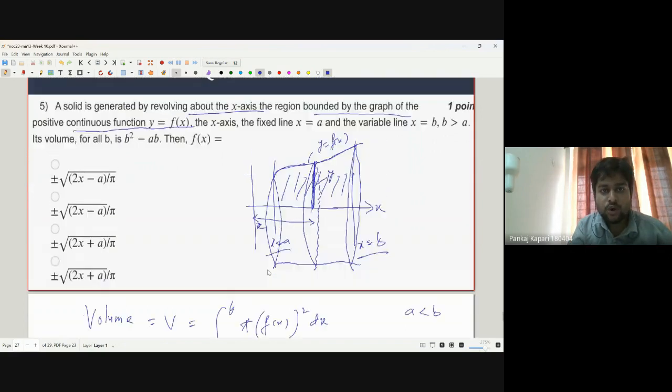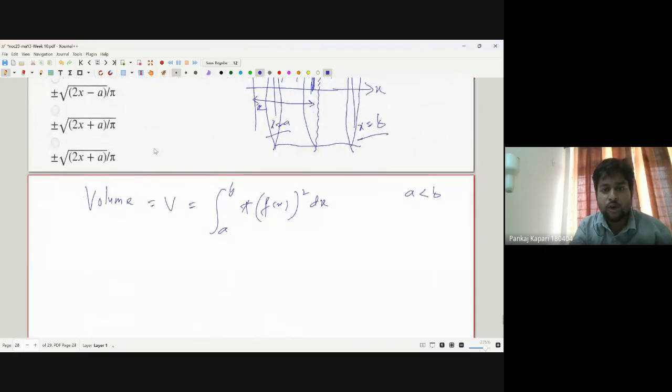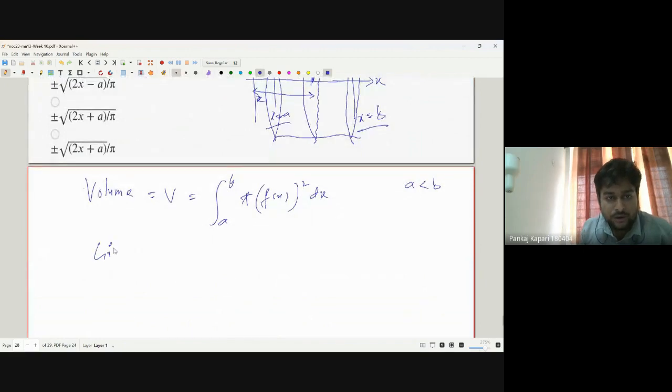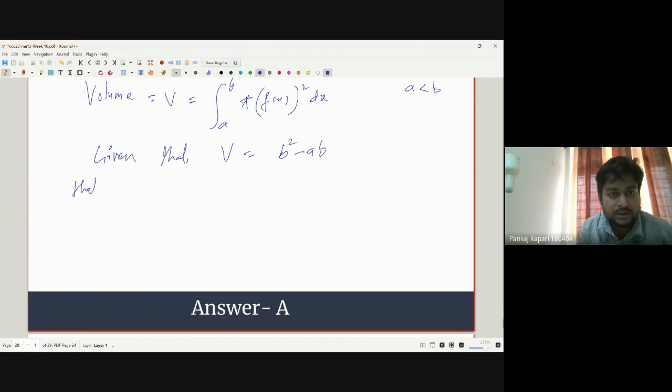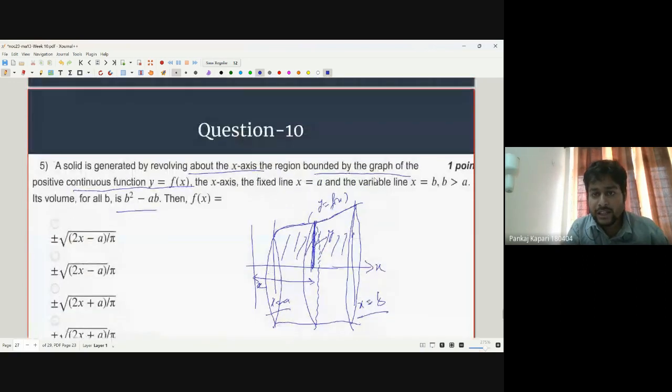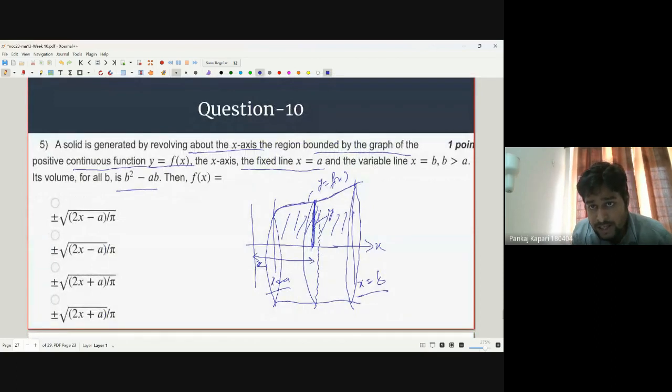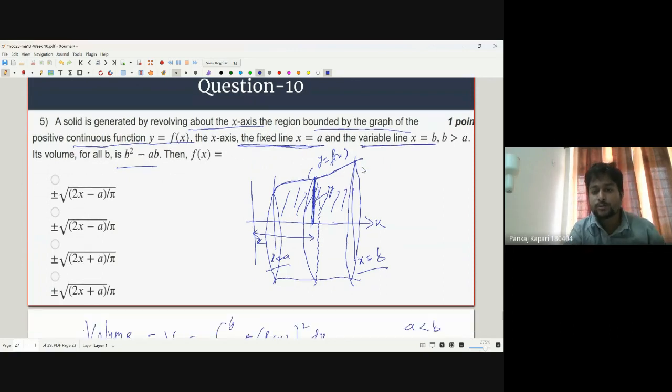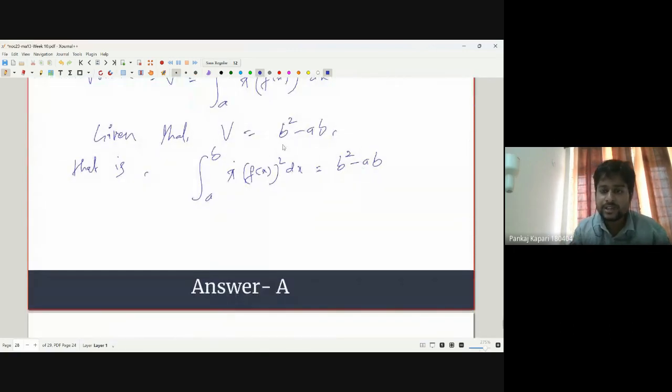Now it is given that this volume is equal to b square minus ab. Okay, so the volume is given. That is, the integral from a to b of pi f(x) whole squared dx is given to be b square minus ab. And now note that in the problem it is written that the line x equal to a is fixed, and the line x equal to b is variable. Okay, so b can vary, but a is fixed.